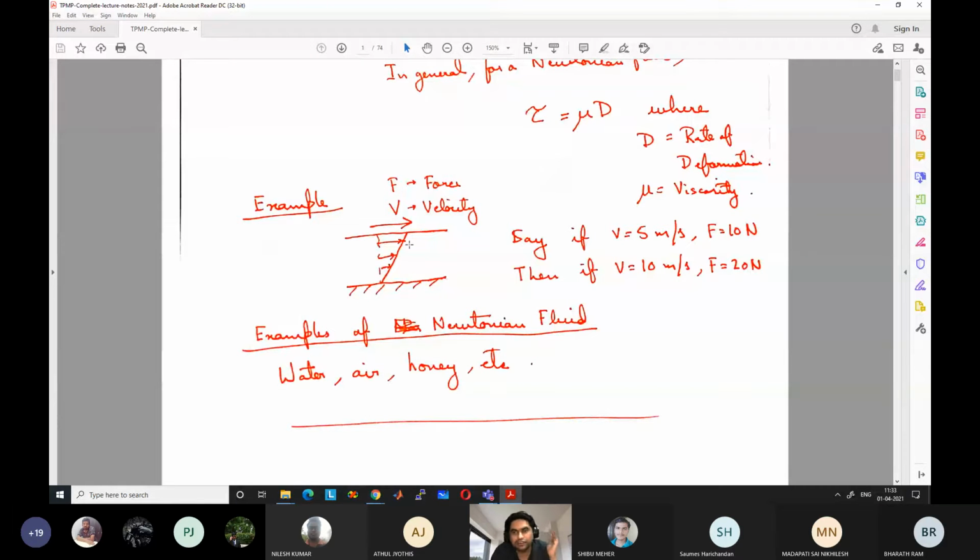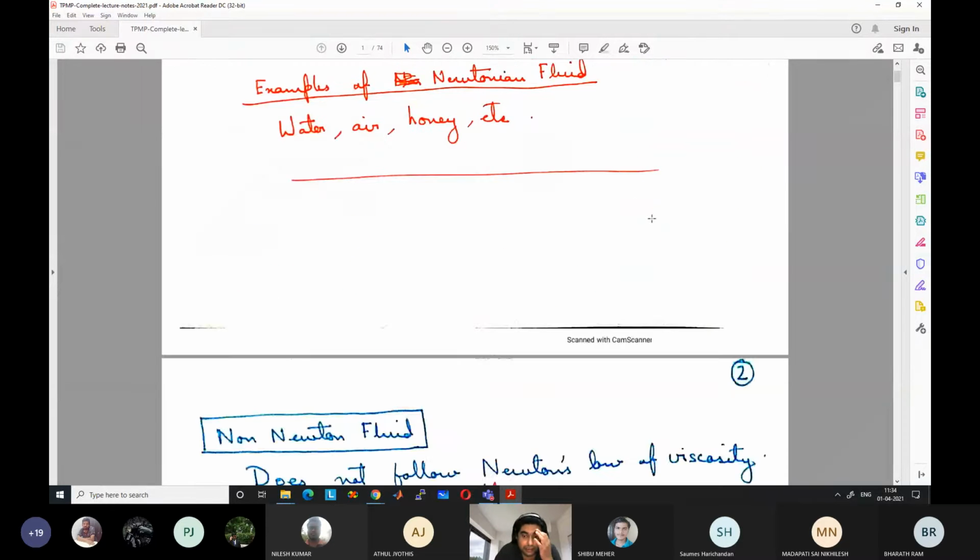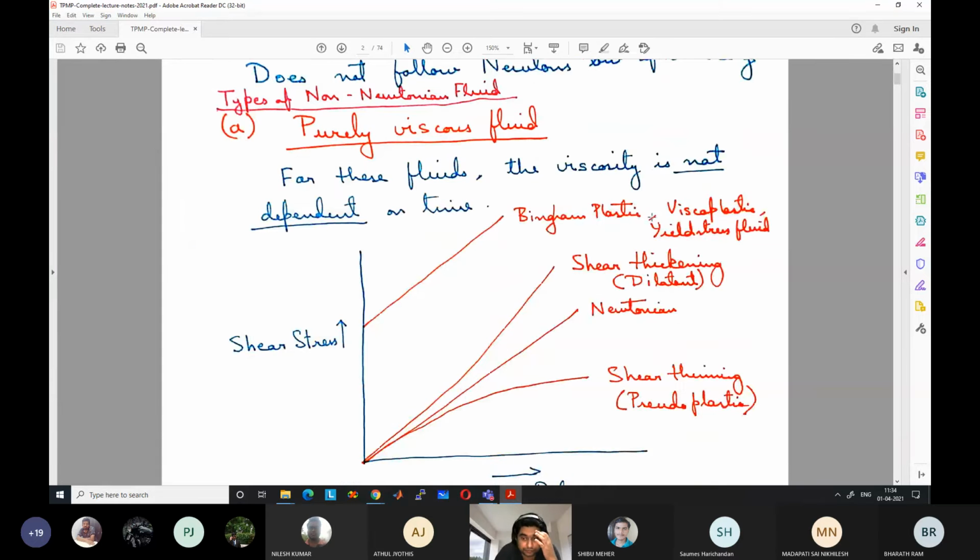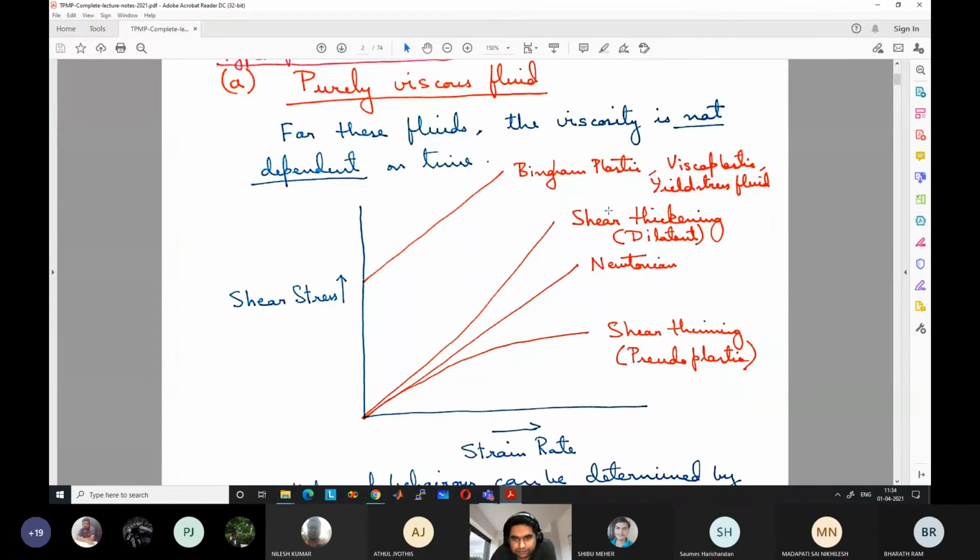So the viscosity will always remain constant with respect to time. It is not going to vary with time. Similarly, for other types of non-Newtonian fluid also, the same behavior is there. The viscosity does not change with time, but it can change with shear stress. Let us take a look at a few examples, and I will explain why this is happening. You need to know why this type of behavior is present.